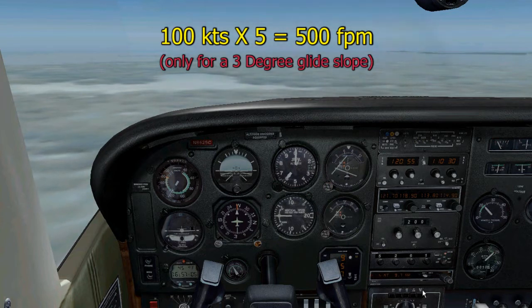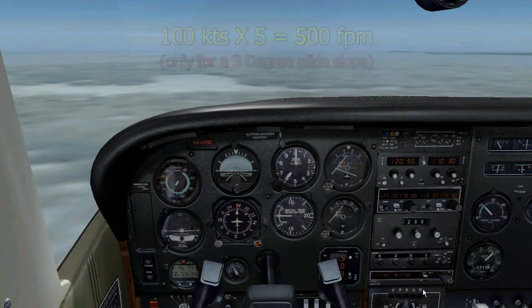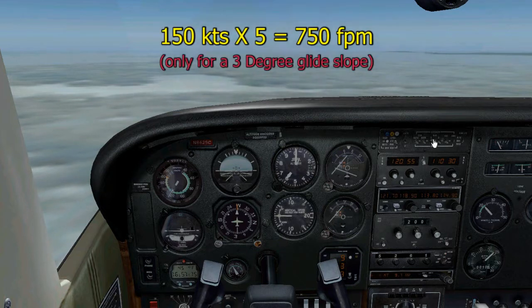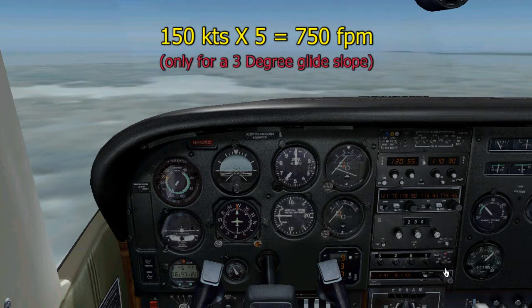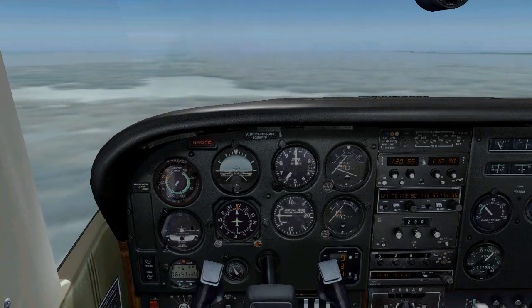So when we are on a 3-degree glide slope at 100 knots ground speed, we need to descend at 500 feet per minute to maintain that glide slope. If your airplane approach speed is 150 knots, you multiply that by 5 and you get a 750 feet per minute rate of descent. So for something like a 737 or a 767, when your approach ground speed is 150 knots, you get about 750 feet per minute rate of descent. But this is only true for a 3-degree glide slope.